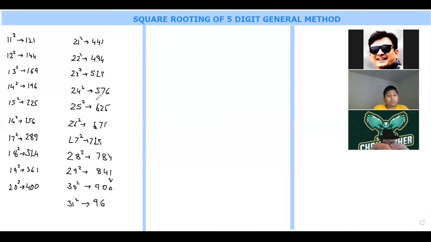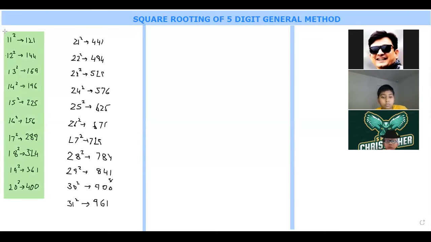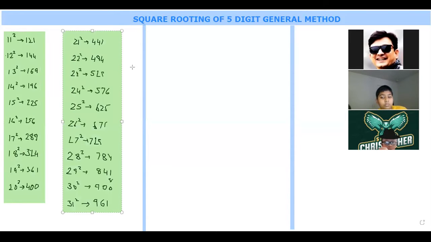To know the technique of square rooting 5-digit numbers, all these squares must be learned by heart. You have to memorize these squares in order to apply the technique effectively. Now, let's revise one more point.